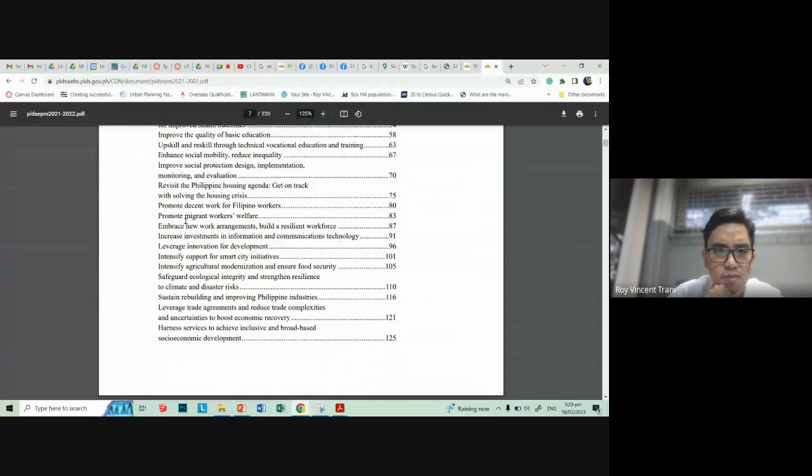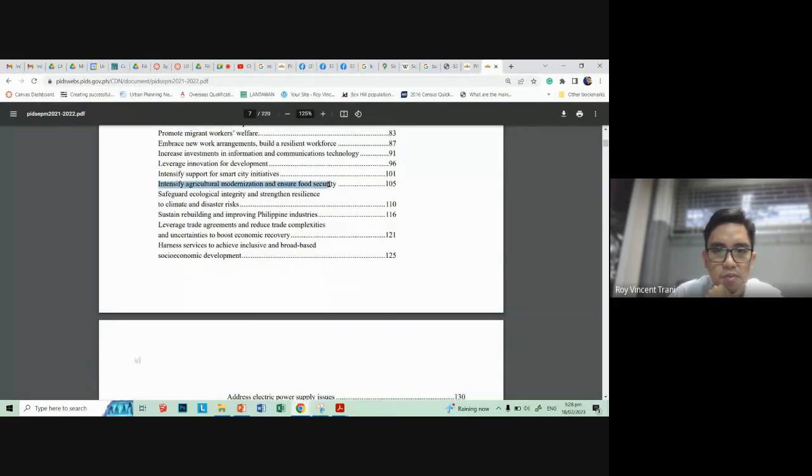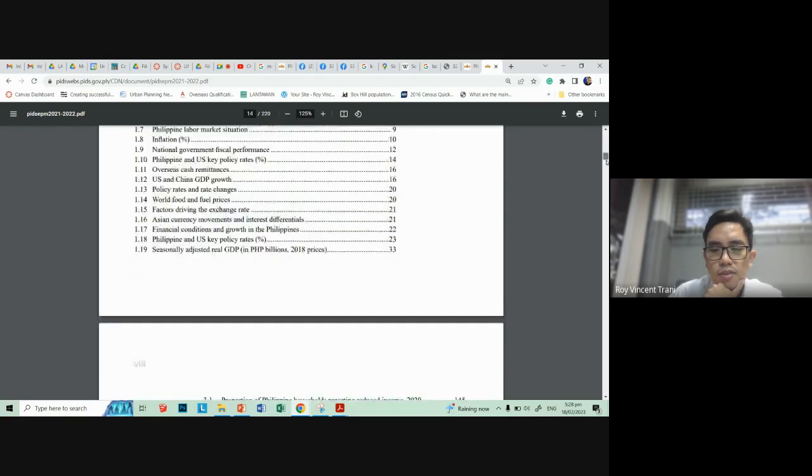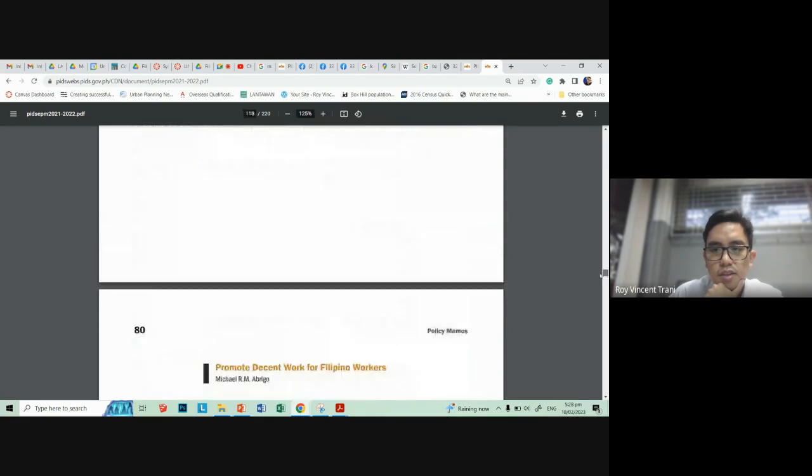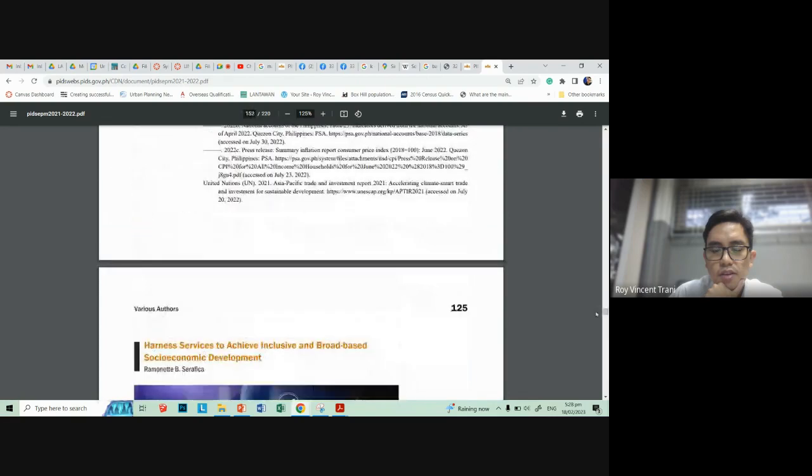Let's try to find business, promote, embrace alignment, leverage innovation, intensify support. There's agricultural modernization, which is kind of like a business sector. Safe, ecological, sustained building. Leverage trade agreements, reduce trade complexities and uncertainties to boost economic activity. So this is kind of near what we're looking for. Page 121. Let's try to go there. Okay, here.